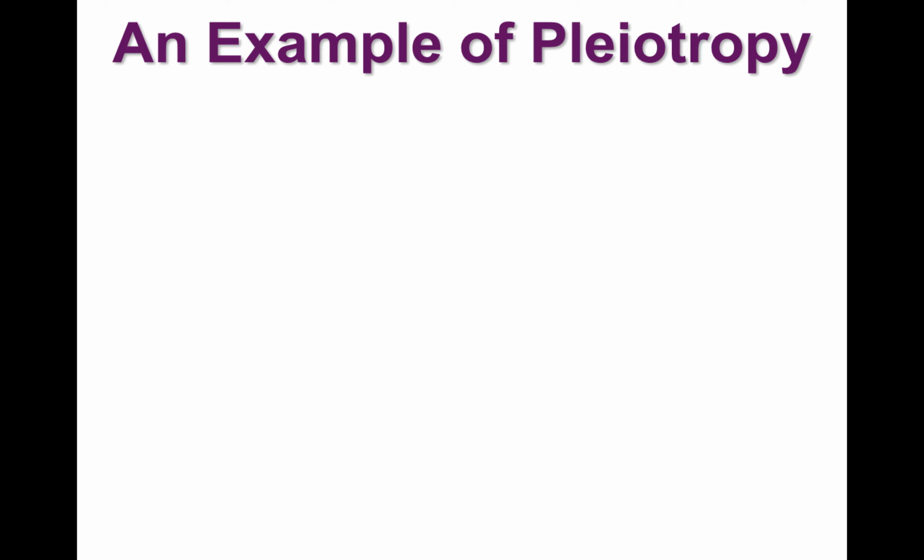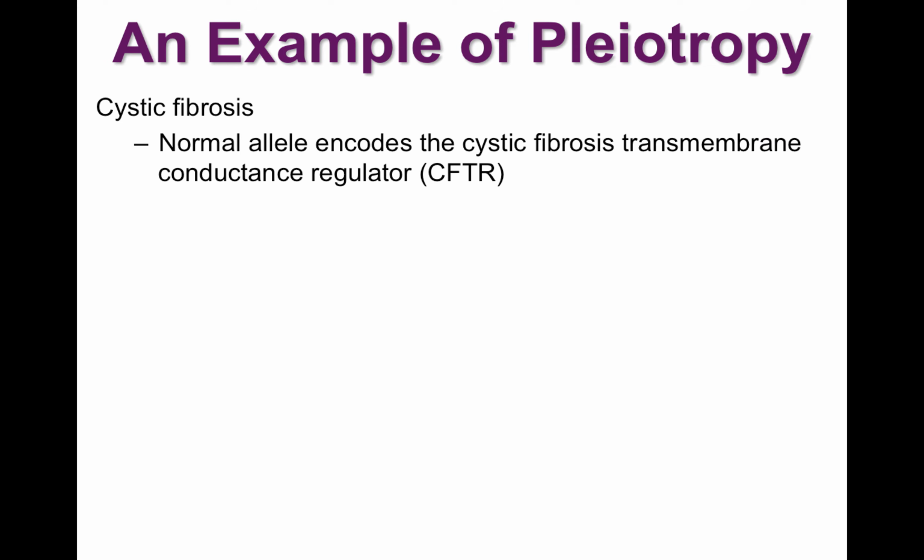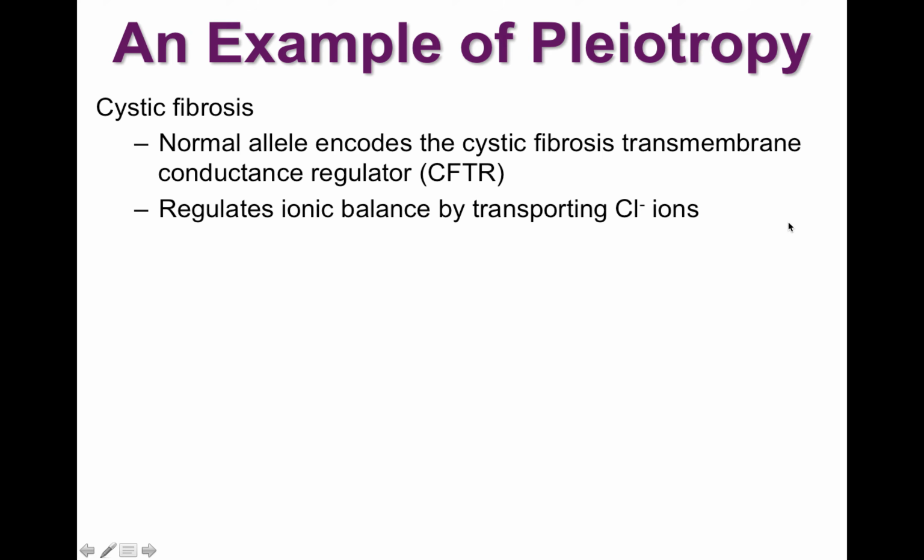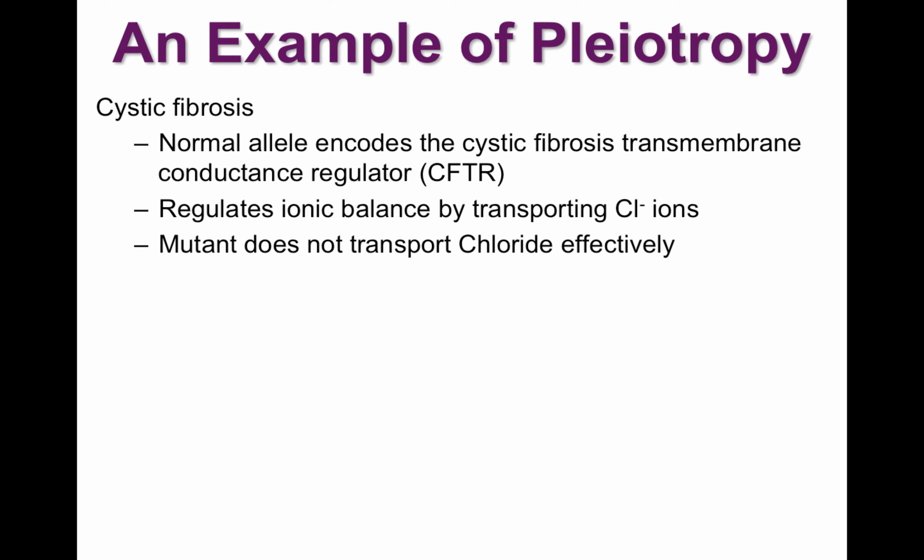Our example of pleiotropy is cystic fibrosis. The normal allele encodes a transmembrane conductance regulator, so it's called the cystic fibrosis transmembrane conductance regulator. It lets chloride ions cross the membrane. The mutant does not transport chloride ions effectively.